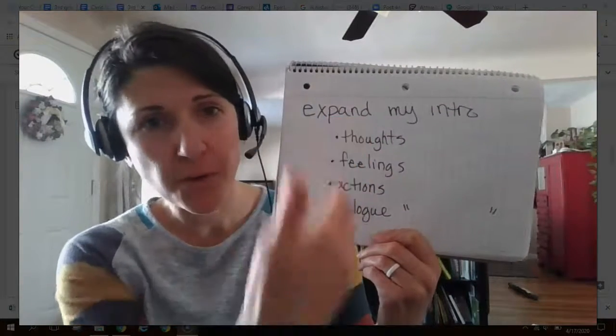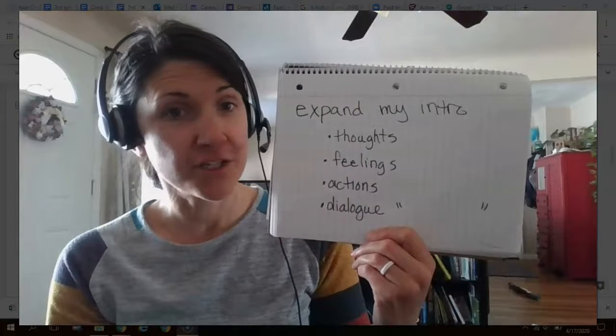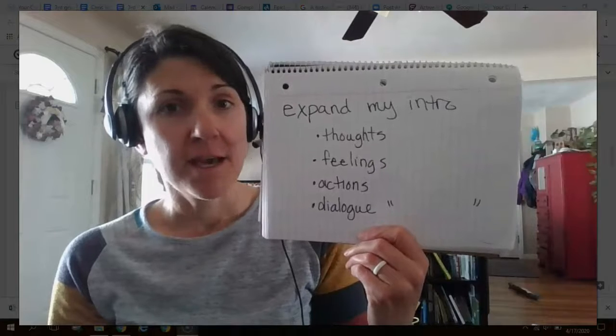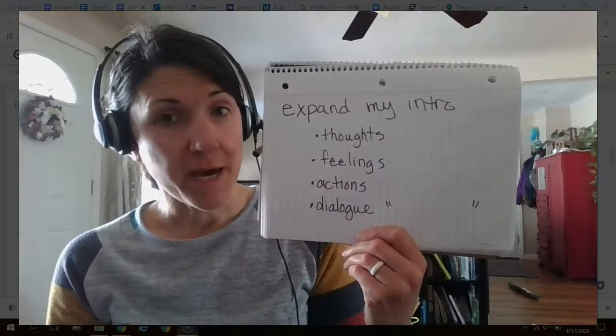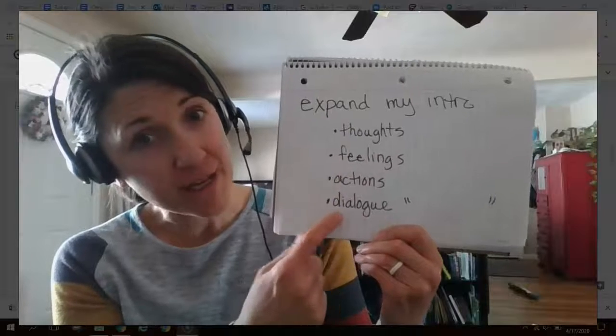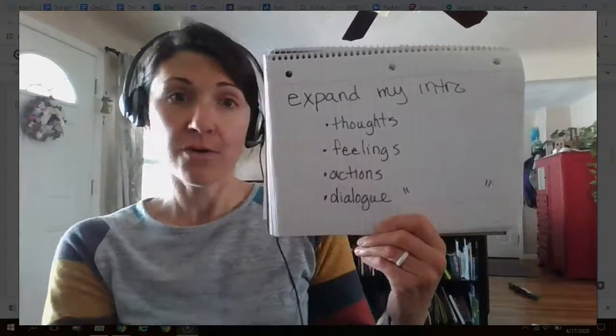I'm not going to write out the whole learning target. I think this is better and easier to understand in a checklist format. So that's what this is. I can expand my intro by adding thoughts, feelings, action, and dialogue. And remember, with dialogue, our punctuation for dialogue are quotation marks.